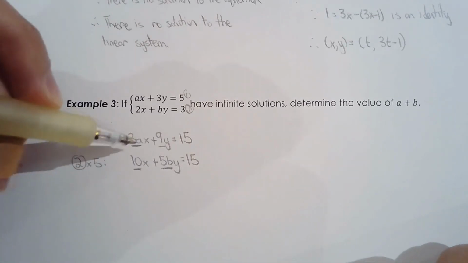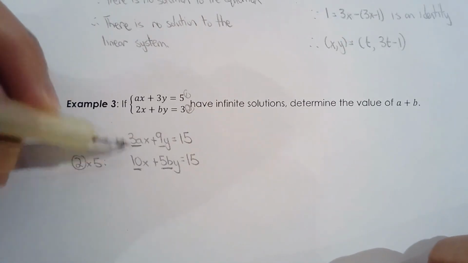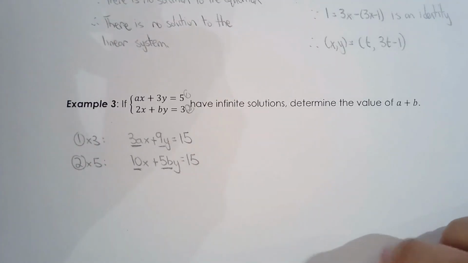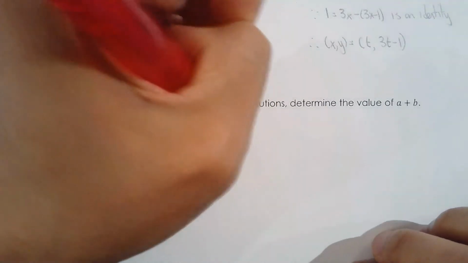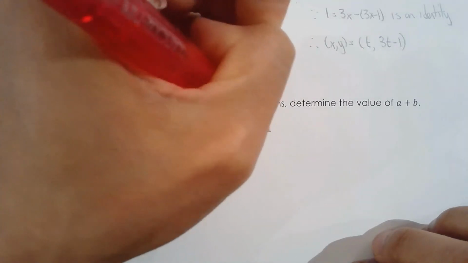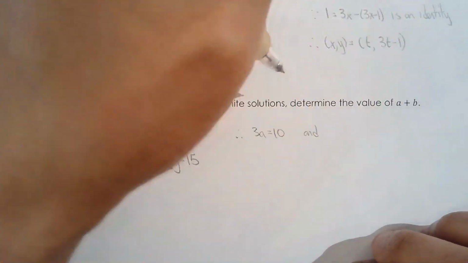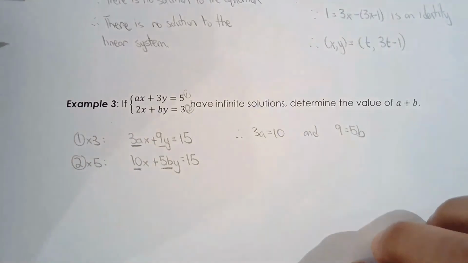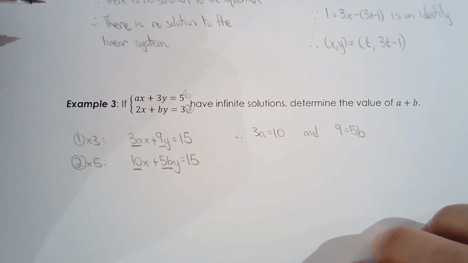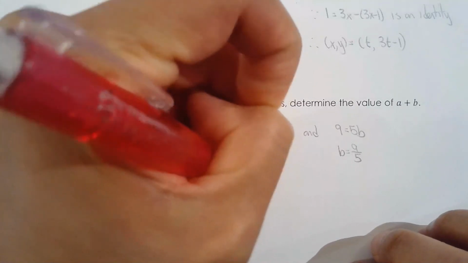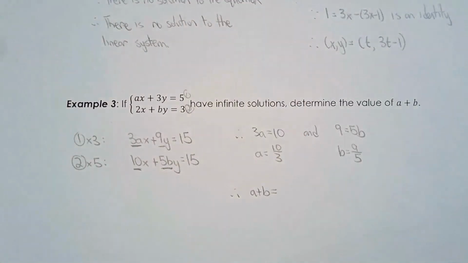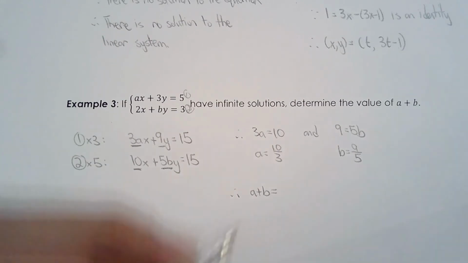And once I set my coefficients to be equal, I can solve for a and I can solve for b, and I can tell what a plus b is. So therefore, 3a equals 10. And you can also say 9 is equal to 5b. Let's solve for a and b. a plus b, let me just quickly check. 77/15.